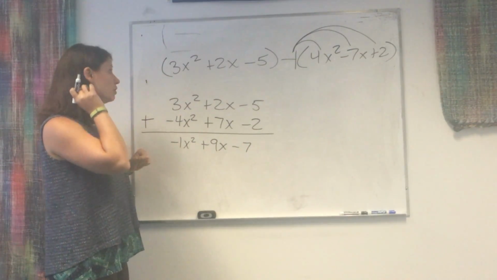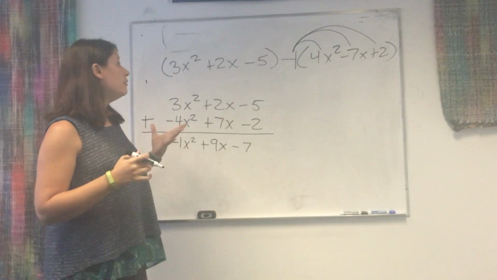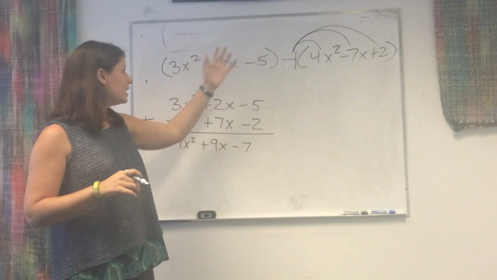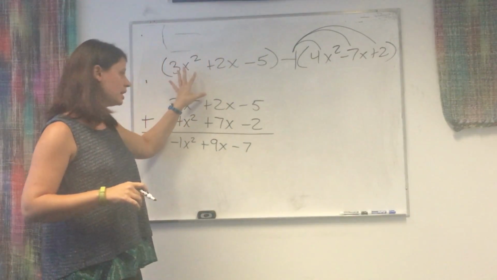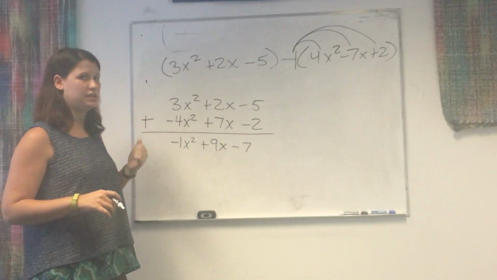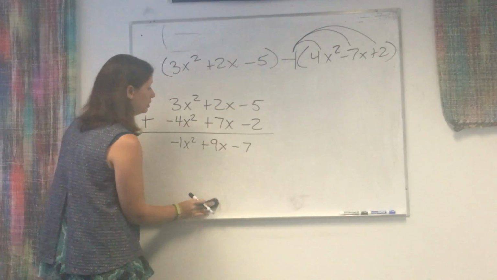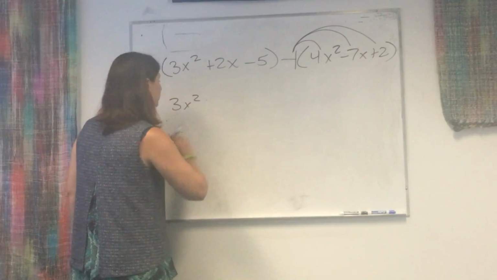So you can kind of check that by looking and saying, okay, well, I'm taking this away from this. Okay, that's the thought process on these. Okay, so that's subtraction of polynomials. Next, we'll do a multiplication.